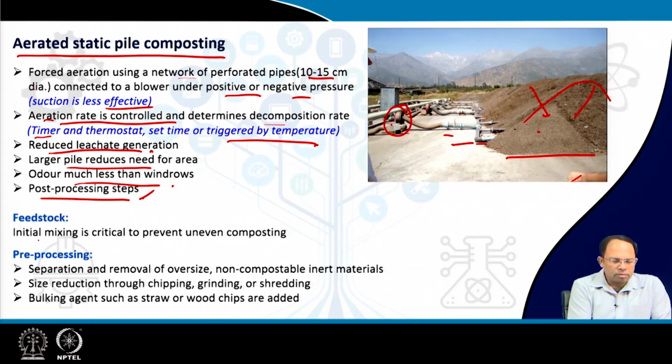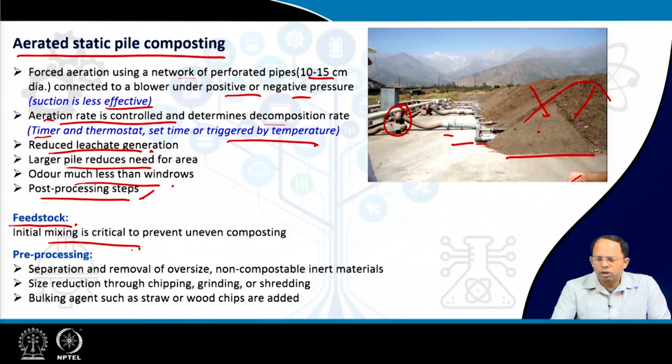For the feedstock of this aerated static pile, the initial mixing is critical, because usually we should not put in too large material here. Smaller particles should be put in, because this is a static pile and we are not going to break it up. So this initial mixing is important, and if required we have to put in some bulking agents such as straw, wood chips and so on, so that it creates adequate gaps in the compost so that air can pass through. That's why the bulking agent is added.